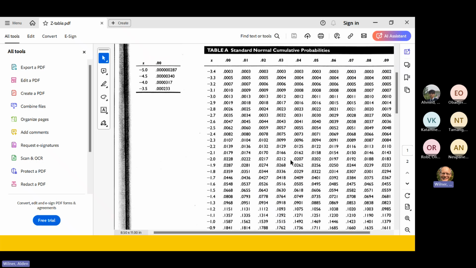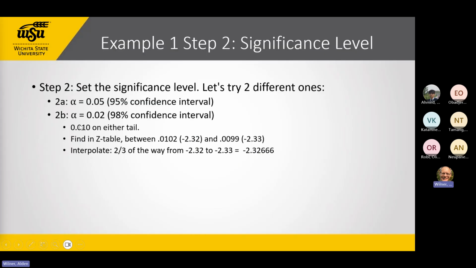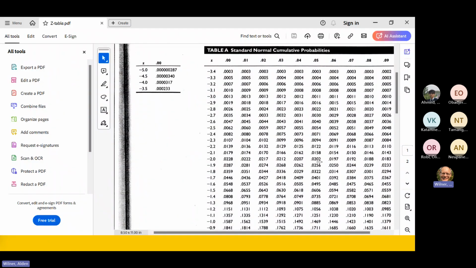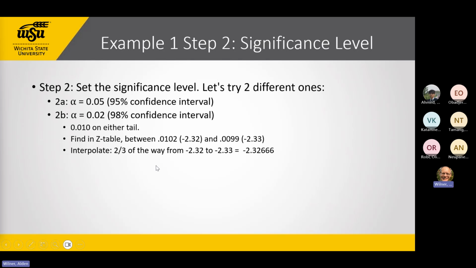we don't have a 0.01 in here. We have a 0.0102 and 0.0099. So we have to interpolate. So 0.01 is 1/3 of the way from 2.32 to 2.33. So we go 2.326 is what we look for.